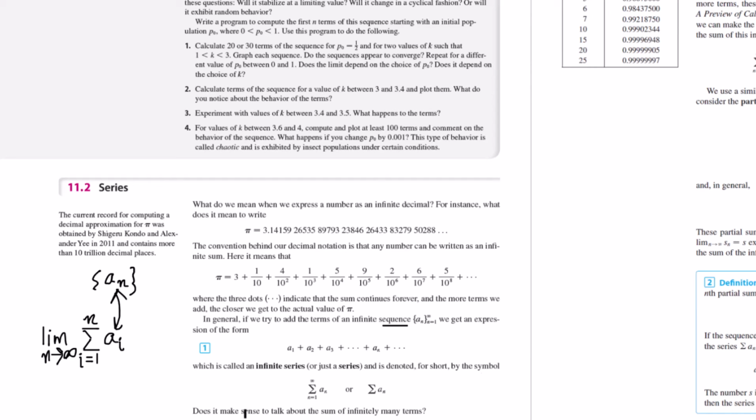So, okay. Does it make sense to talk about the sum of infinitely many terms? Yeah, this is kind of weird, right? Does it make sense to say we're having an infinite sum? Wouldn't any infinite sum just kind of balloon to infinity every time? What's the purpose of this?